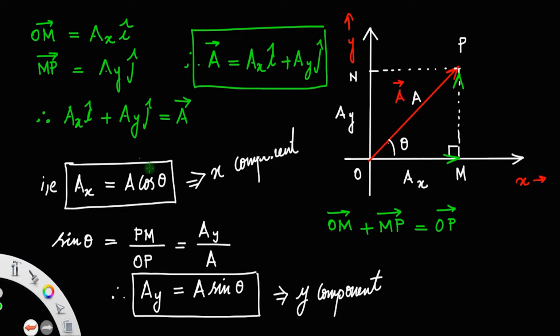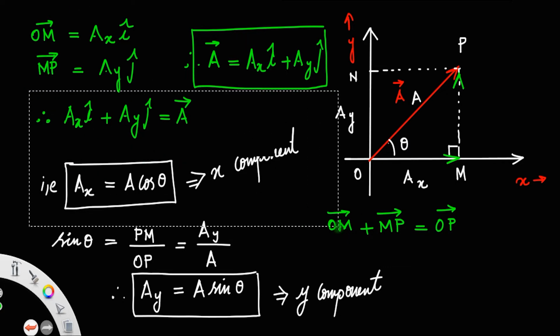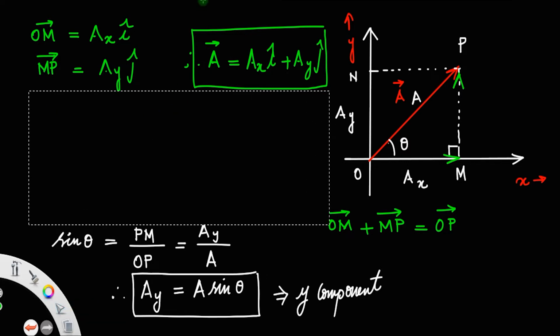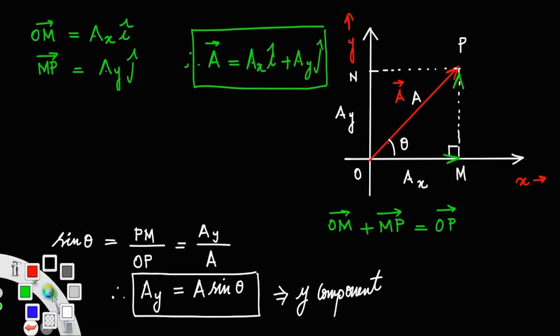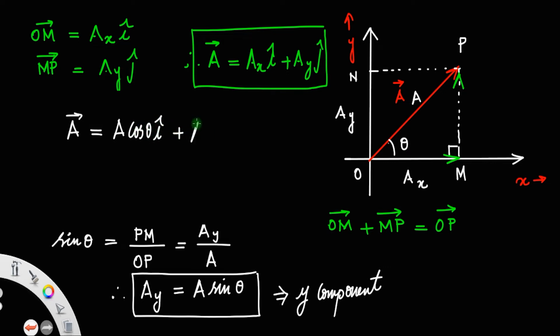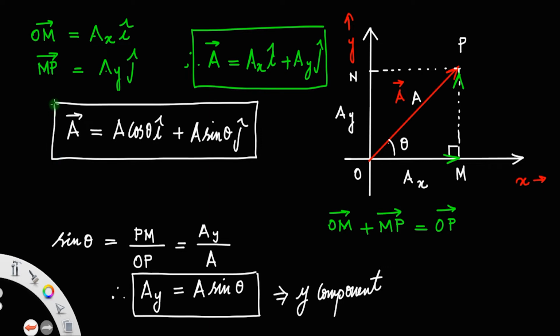Clear? Also, instead of AX, you can write A cos theta. So vector A is equal to A cos theta i plus A sin theta j, since AY is A sin theta. Clear? So this vector can be represented using the horizontal and vertical components.